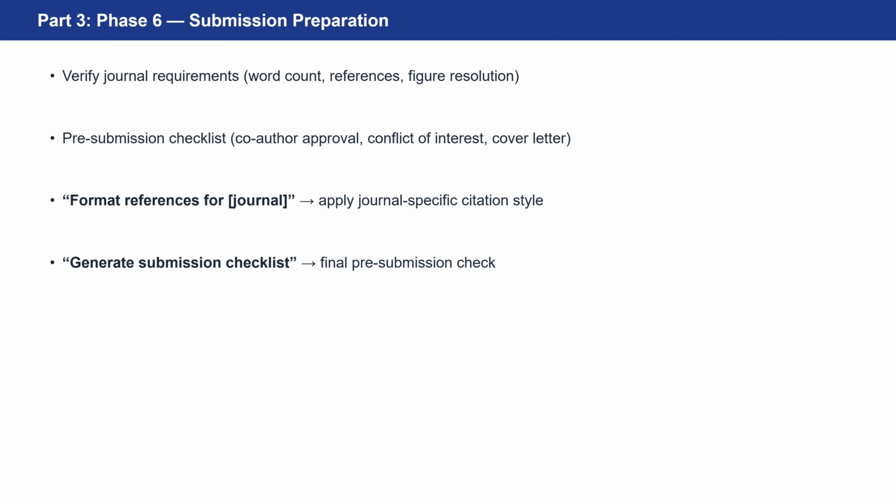After DOCX conversion, we prepare for submission. Verify word counts, reference format, and figure resolution against journal requirements. Use Format References for Journal to apply journal-specific citation styles, and generate submission checklist for final pre-submission checks, including co-author approval, conflict of interest declarations, and cover letter.